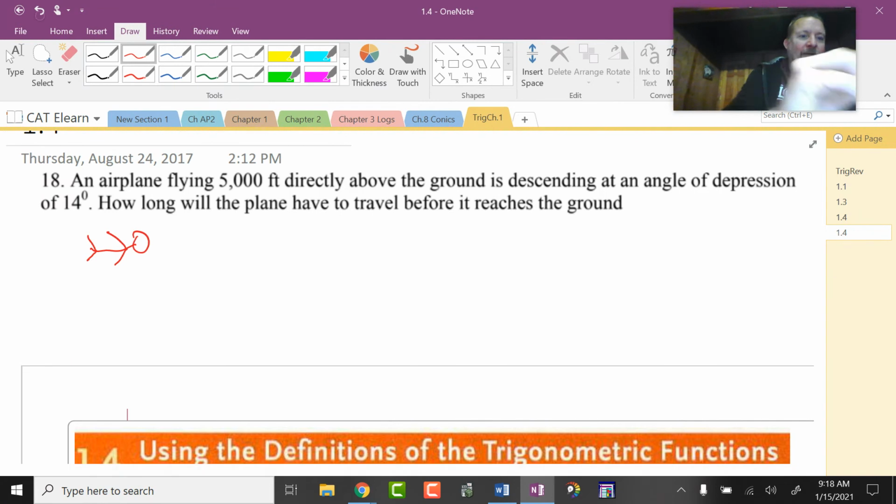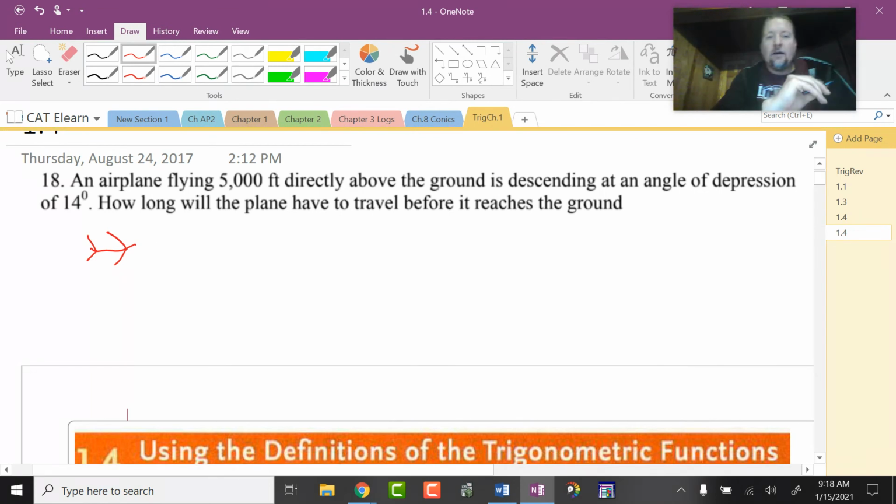Anyway, so the plane is directly above the ground by 5,000 feet. Okay, so that means this is 5,000. Knowing where the parts are, you can struggle on that, and this is where I can help you. And an angle of depression of 14 degrees. What that means is it's going down. It's going to land. I don't know why I'm making them dotted lines.